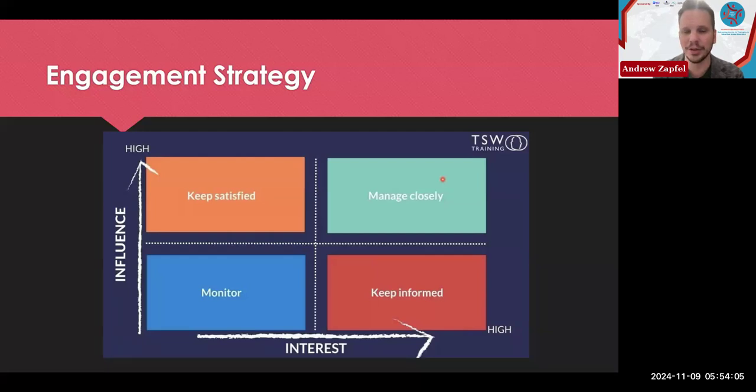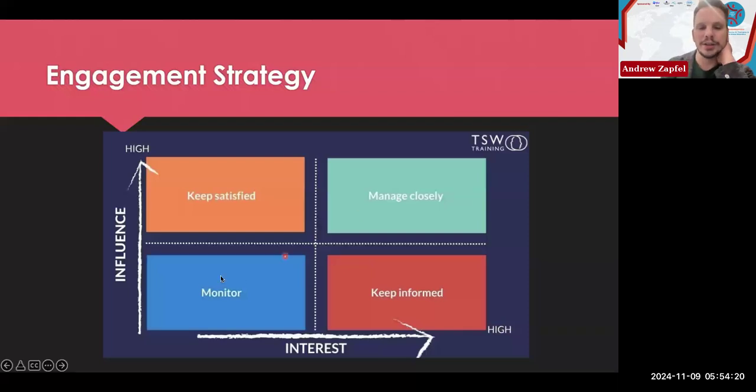In the bottom right are those who are heavily interested, but maybe not have as much influence there. Again, they're not like that they don't matter, but maybe they don't have the ability to make the change that you might need to see to sustainably continue the work moving forward.